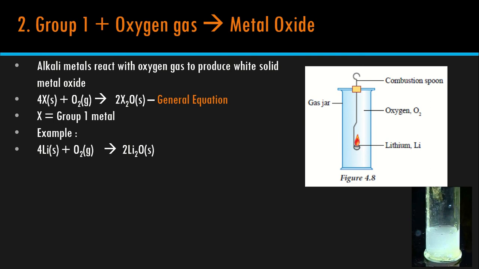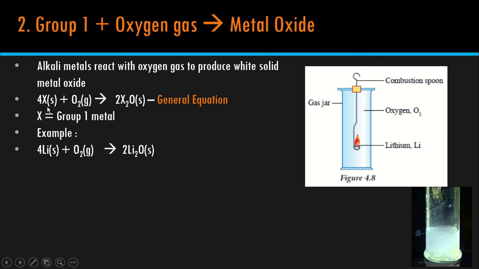Okay, the second reaction is the group 1 and the oxygen gas. Okay, so ingat. So reaction kedua, group 1 oxygen, produk dia satu saja, which is metal oxide. Okay, ni bila react dengan oxygen gas, biasanya pembakaran lah, combustion, right? So group 1 dibakar dalam oxygen. Jadi alkali metal reacts with oxygen gas to produce white solid metal oxide. Yang tadi metal hydroxide, bila water metal hydroxide, bila oxygen metal oxide. So dia adalah pepejal berwarna putih.